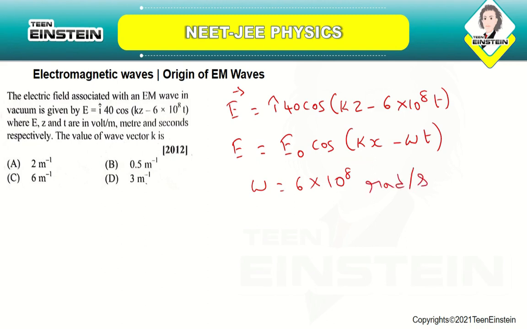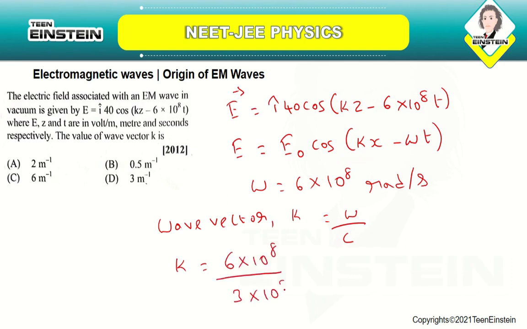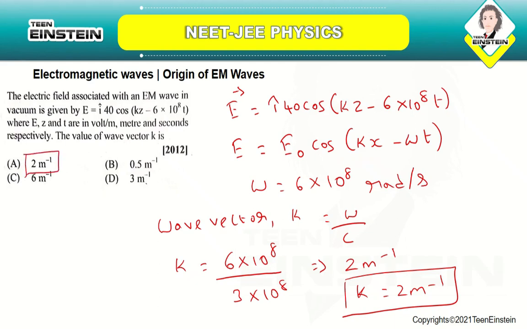Now the wave vector k is given by the formula omega by c. Okay, so k is equal to 6 into 10 power 8 divided by 3 into 10 power 8. So if you solve this, you will be getting 2 meter inverse. So the value of k will be equal to 2 meter inverse. Okay, so the correct answer is option number A.